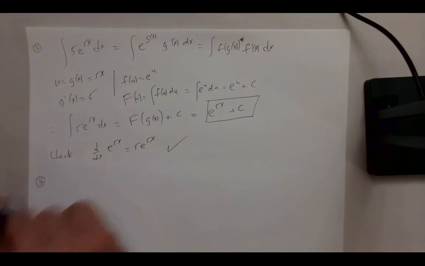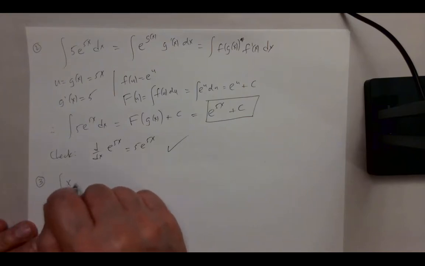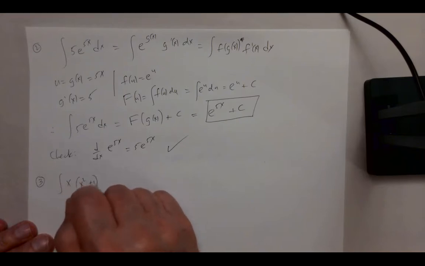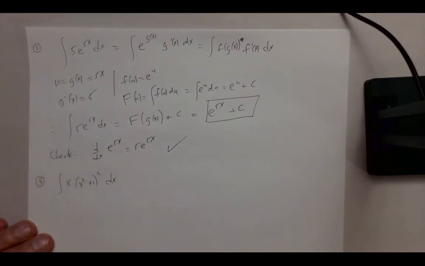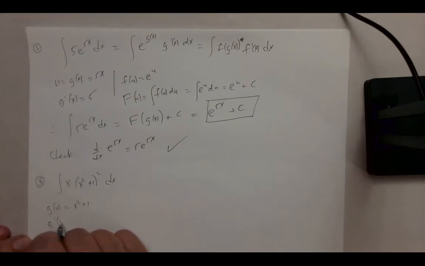Let's look at our next example. This is the integral of x times (x squared plus 1) squared dx. So if you're going to make a substitution, you look for something that involves a function g of x times its derivative. So you notice that if you let g of x be equal to x squared plus 1, g prime of x would be 2x. Now, you don't have a 2x there, you just have an x.